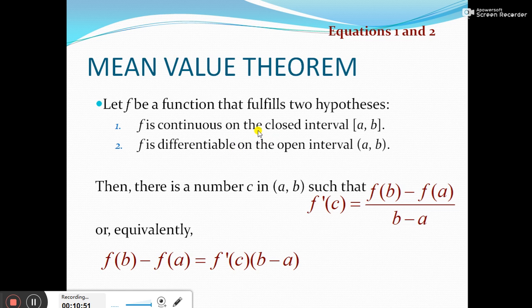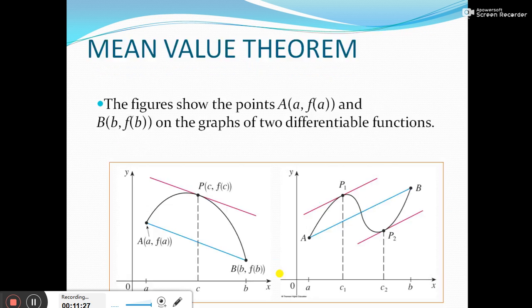If these two conditions hold, continuous on the closed interval and differentiable on the open interval, then there exists a number c in the open interval (a, b) such that f'(c) is equal to (f(b) minus f(a)) upon (b minus a). That means when we cross multiply, we get f(b) minus f(a) is equal to f'(c) into (b minus a). This is the statement of the mean value theorem.